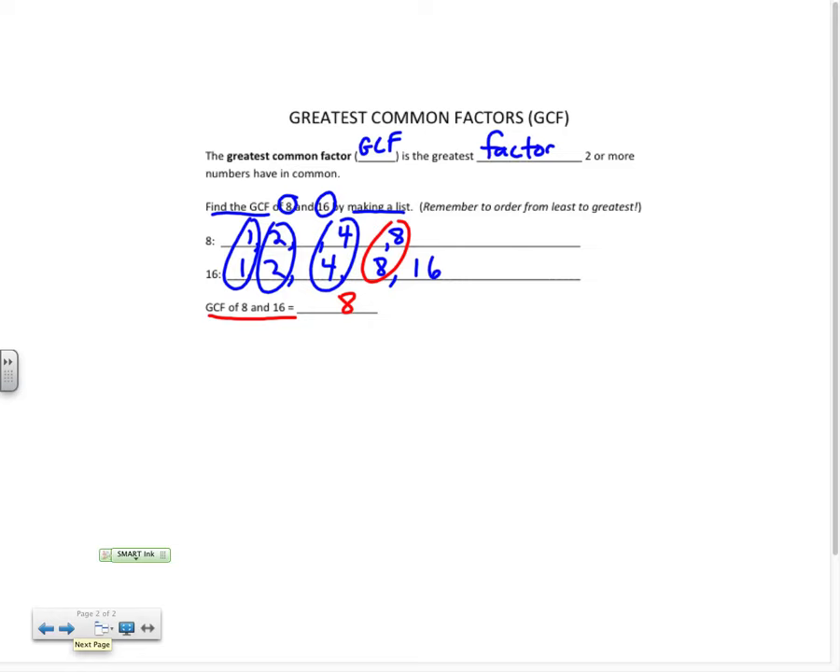Now we're going to use these for solving word problems, for working with fractions and ratios. So it's really important that you understand this.